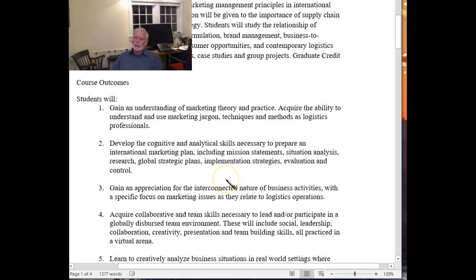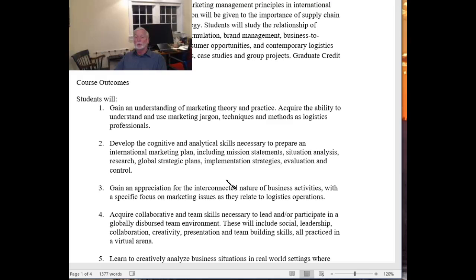Second piece, analytical skills necessary to prepare a marketing plan. So marketing plans you might think of as sort of by rote, but they're not. There's a lot that goes into marketing plans. There's a tremendous amount of strategic thinking that goes into marketing plans. What are we trying to accomplish?